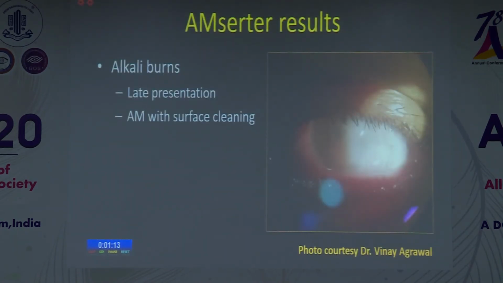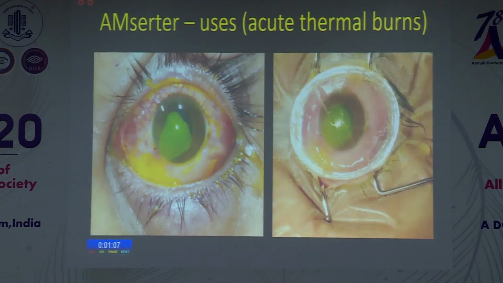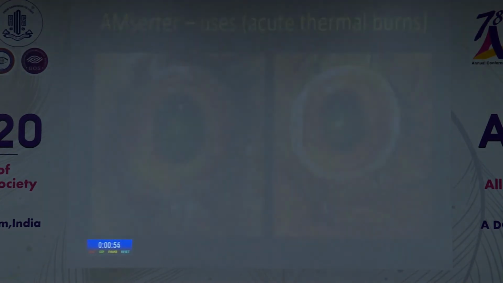This is another case of alkali burns with a late presentation in which surface debridement was done and the amniotic membrane was used. This is a case of thermal burn, and the purpose of this picture is to show the extent of coverage of the amniotic membrane that it gives to the ocular surface, and the fact that it goes into the fornices prevents formation of symblepharon.